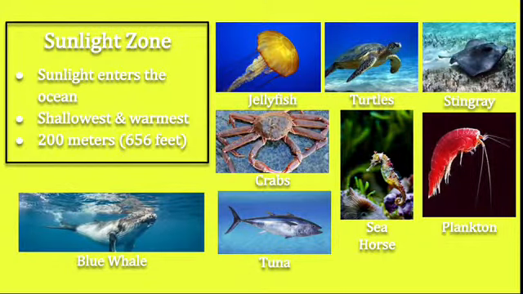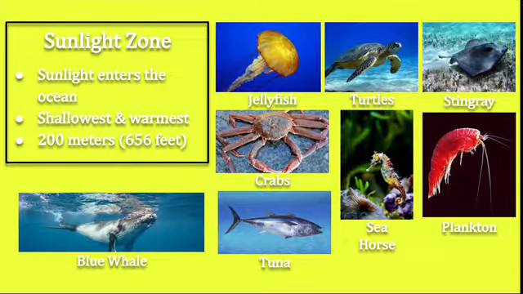The sunlight zone. This is the top zone of the ocean. This is where the sunlight enters, and the heat of the sun makes this the warmest zone out of the three. This zone is 200 meters deep, or 2 football fields, making this the shallowest part of the ocean.